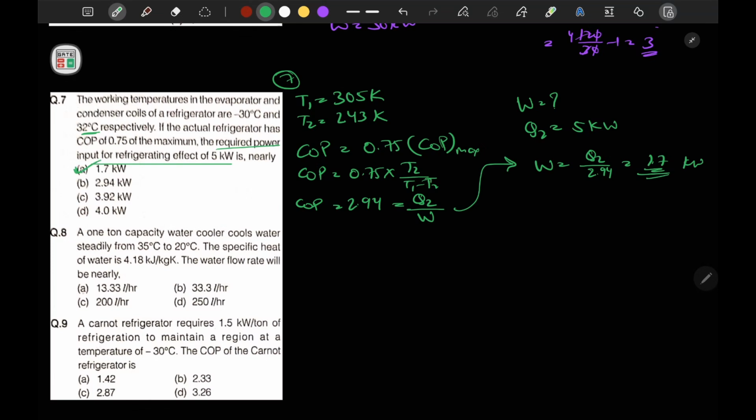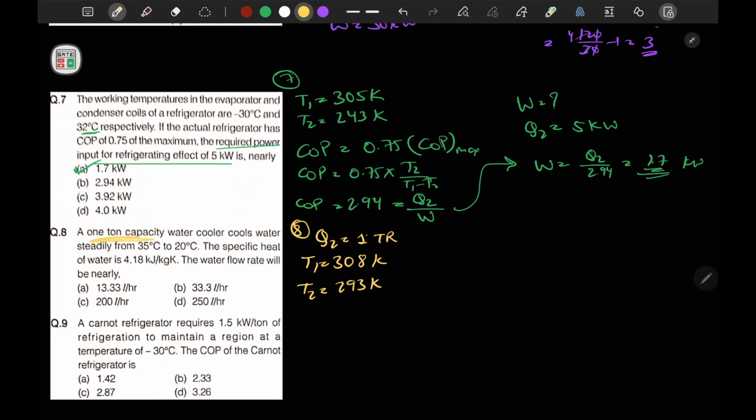Now if we move to the next question, question number 8. It mentions a ton capacity water cooler, so we know that Q2 is equal to 1 TR. The water is cooled steadily from 35 degrees Celsius to 20 degrees Celsius. So the value of T1 is 35 degrees Celsius, that is 308 Kelvin, and T2 is 20, so 293 Kelvin.